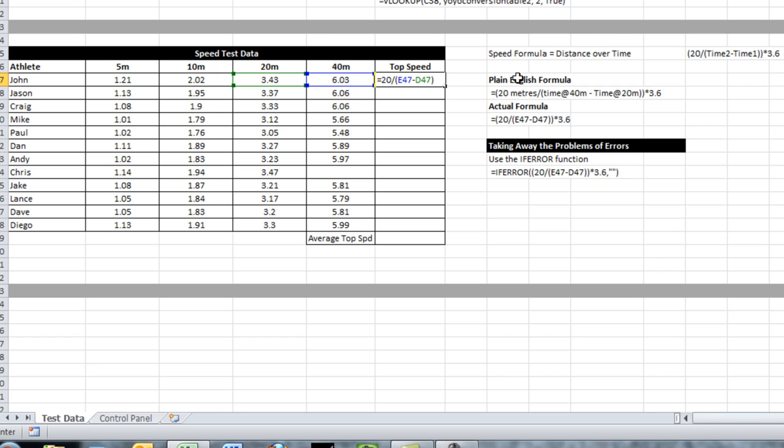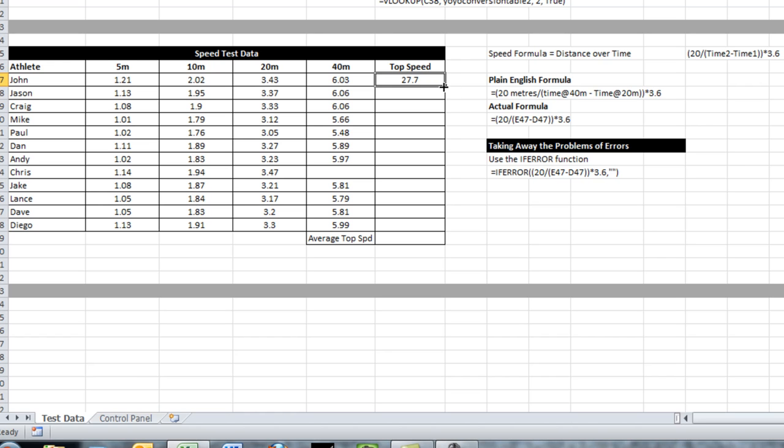So currently, if I hit enter on that, it's telling me a meters per second. So I'm just going to put brackets all the way around the outside. I'm going to times by 3.6, which will convert it into kilometers per hour. There are 1,000 meters in a kilometer, and there are 3,600 seconds in an hour. So that's where you get the 3.6 from. Gives me 27.7, if I round it to one decimal place, kilometers an hour.